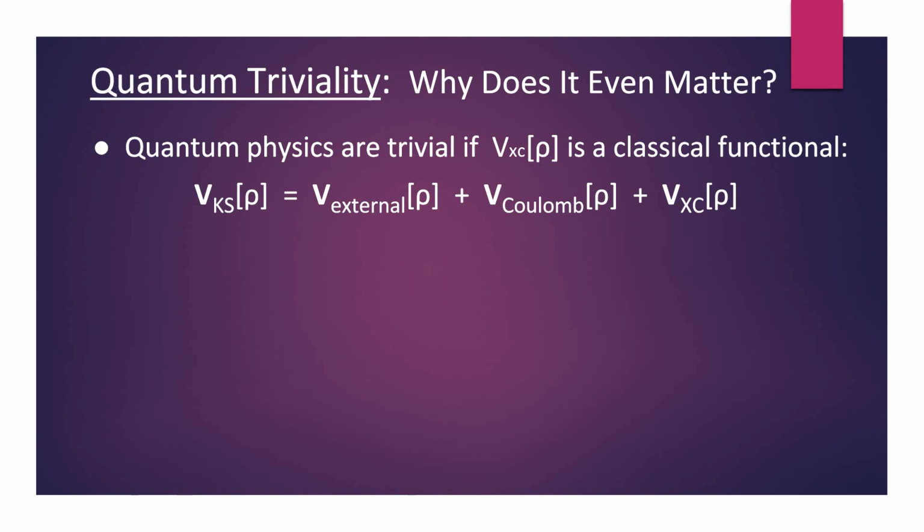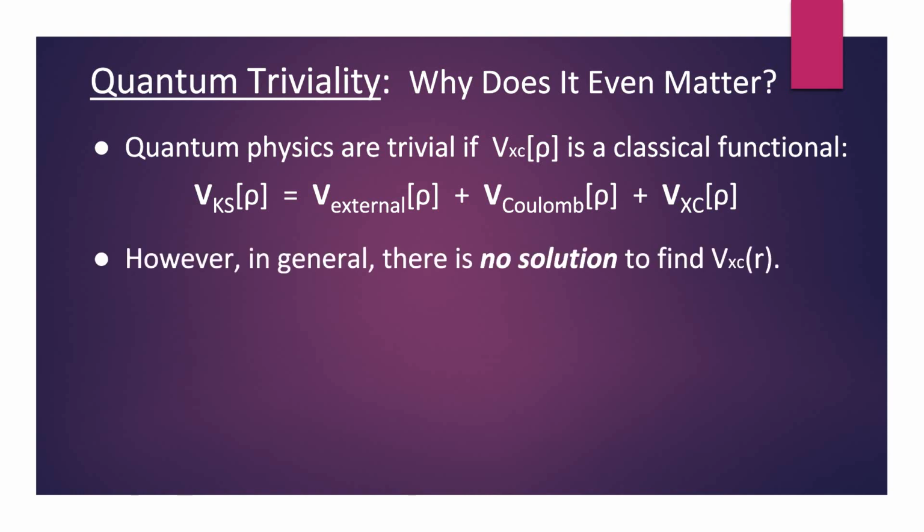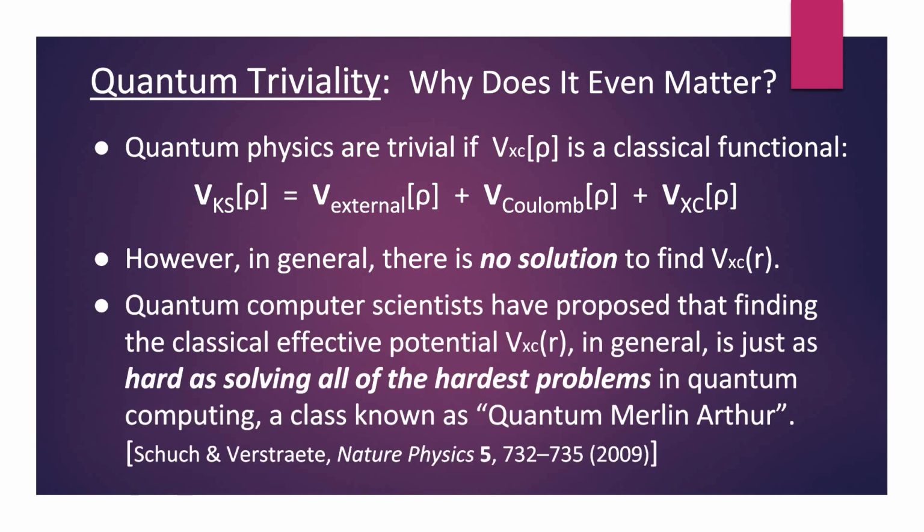I mean, quantum physics would appear to be trivial if the exchange correlation potential is a classical functional. That's a function of a function, by the way. However, unfortunately, in general, there is no solution to finding the exchange correlation functional. And in fact, quantum computer scientists have proposed that finding the classical effective potential is, in general, just as hard as solving any or all of the hardest problems in quantum computing.